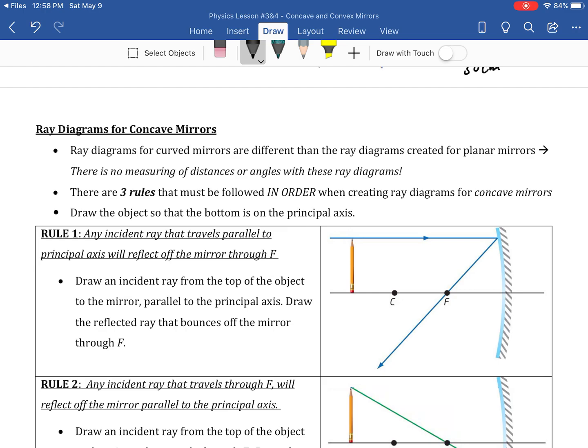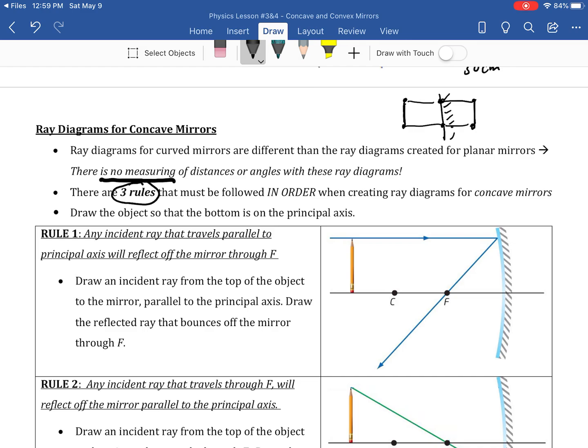Okay, ray diagrams for concave mirrors. Ray diagrams for curved mirrors are different than ray diagrams for planar mirrors. There's no measuring of distances or angles in these ray diagrams. Remember I told you, here's a plane mirror, here's, let's say, a line. I want to draw the image of that line. I just have to measure from here to here, measure that length, and then measure the equal distance from here to here, and I draw my line. Do another measurement with a ruler, and then I find my image for that line. For a curved mirror, there's no measuring, all right?